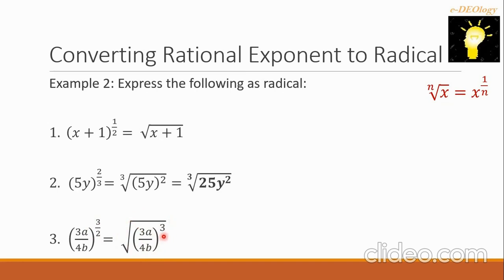And then the exponent 3 we can distribute to the terms of the fraction. So for the final answer, the 3a cubed becomes 27a cubed, all over the 4b cubed, which becomes 64b cubed.